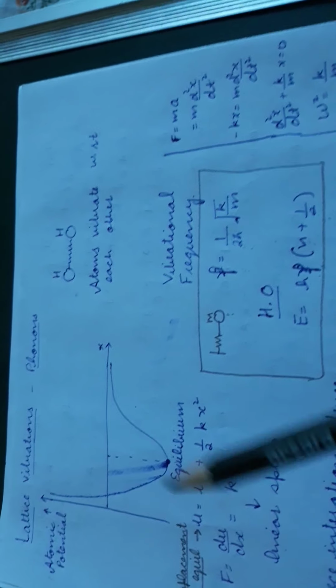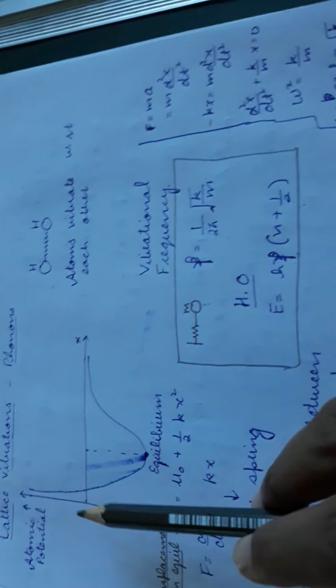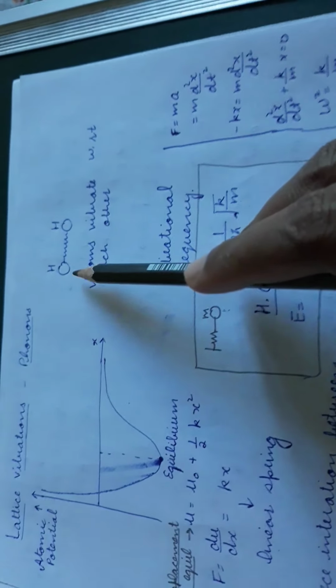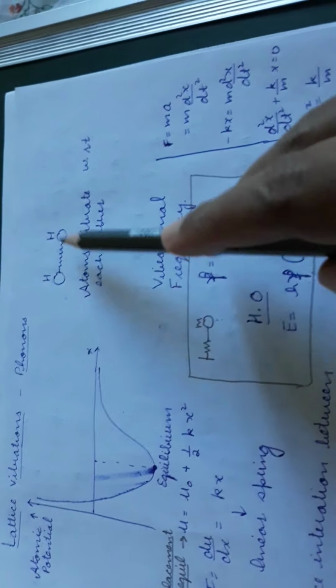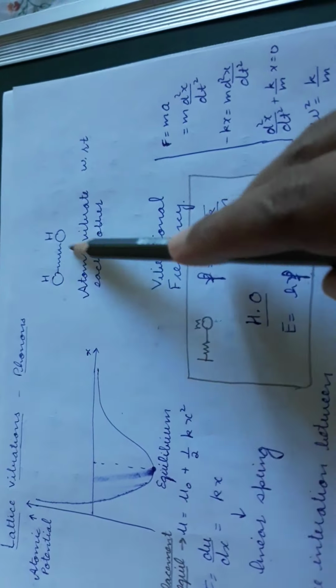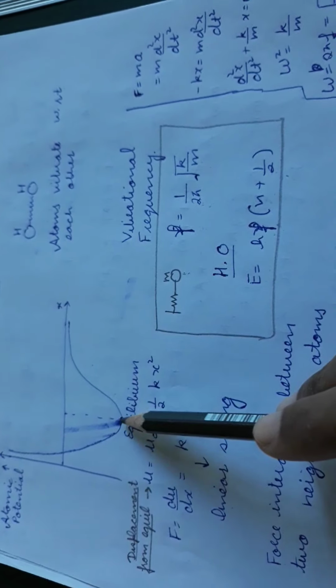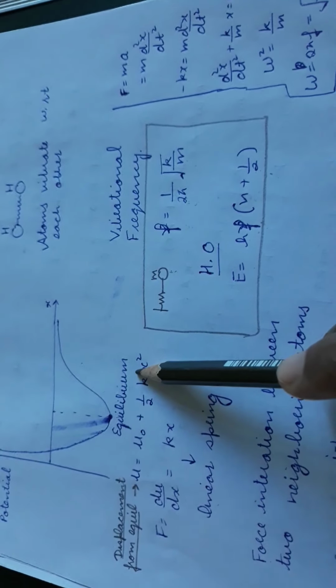Today we are going to study lattice vibrations, the first part of the thermal conductivity lecture. If you draw potential with respect to x for a two-atom system, where one atom is brought near the other atom, you see that the potential is first attractive and then repulsive. The point where the potential energy is minimum is called the equilibrium point.